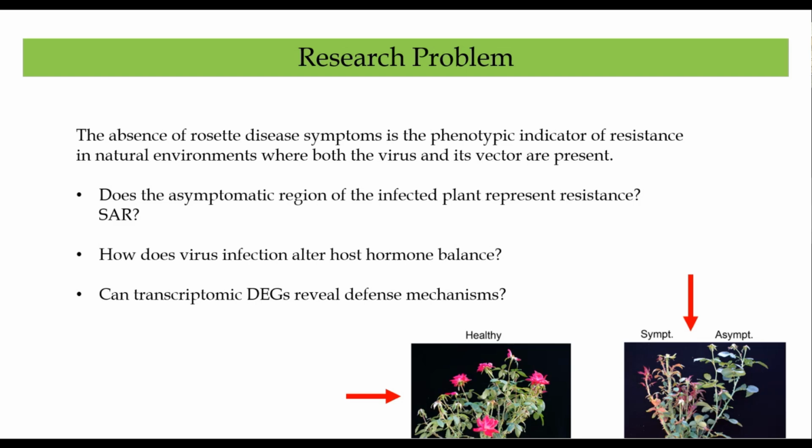A few of the questions that we are wondering: does the asymptomatic region of the infected plants represent resistance, maybe a systemic acquired resistance, or SAR? We're also wondering, how does virus infection alter the hormone balance? And finally, can the transcriptomic differentially expressed genes reveal a defense mechanism?